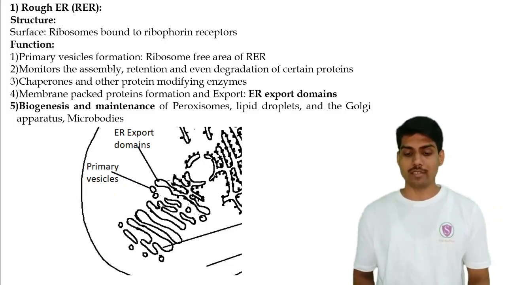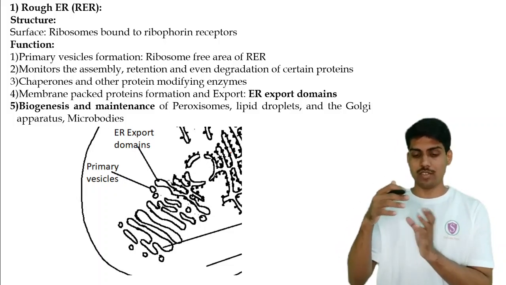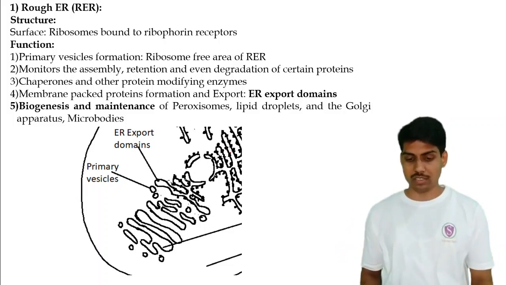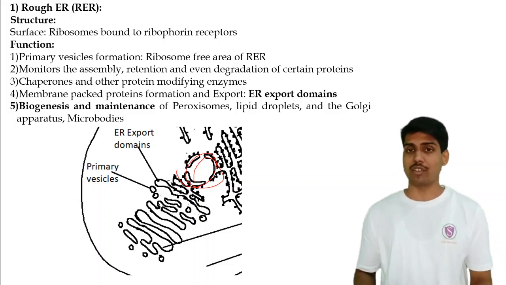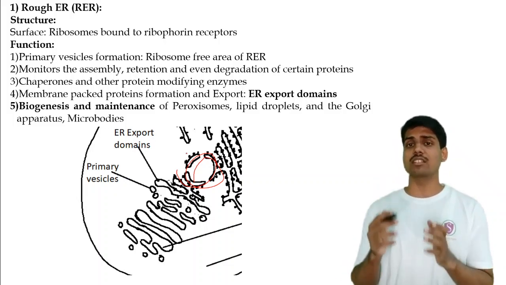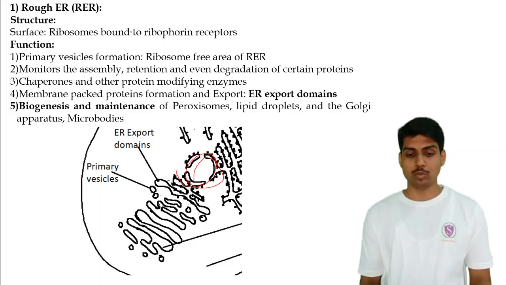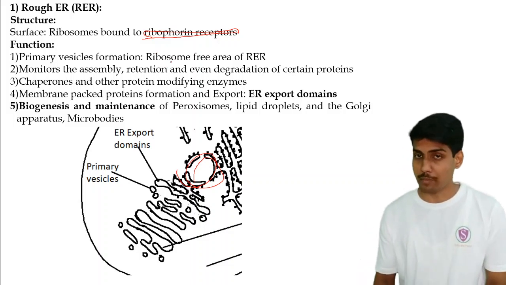And why is it called rough? This is the rough endoplasmic reticulum, which is a stack of cisternae, or sacs, arranged parallel around the nucleus. And why are they called rough endoplasmic reticulum? Because they have ribosomes on their membrane. So they have a granular appearance, and that's why they are called rough endoplasmic reticulum. These ribosomes are bound to receptors present on the endoplasmic reticulum membrane.